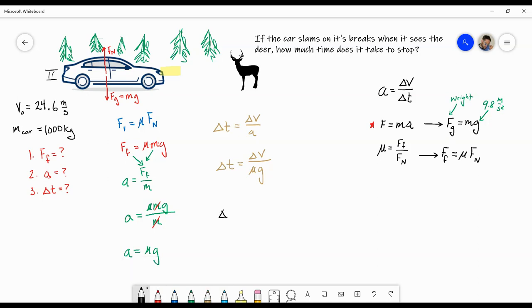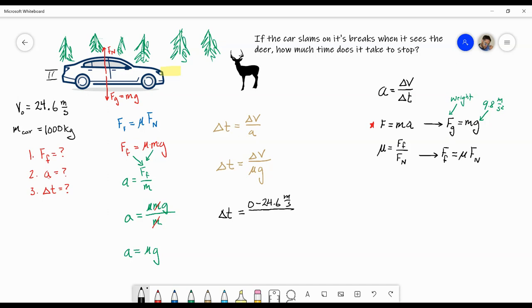So my change in time is going to be equal to a change in velocity. My change in velocity is I was going 24.6 and now I want to go down to 0. So my change is a negative 24.6 meters per second. That's my change in velocity. It starts at 24.6 and it goes down to 0.